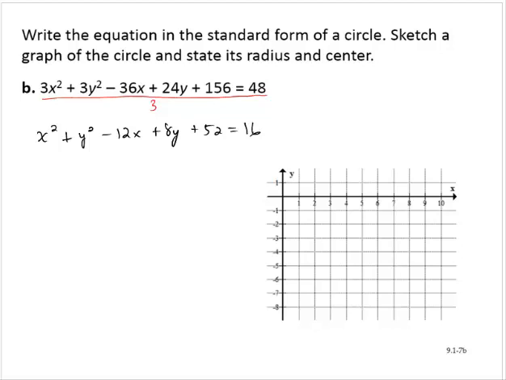Now, similar to the previous exercise, let me regroup things. I have the x squared minus 12x, and I'll leave a space. I have the y squared and the plus 8y. Leave a space. I have the 16, and I'm going to subtract the 52.